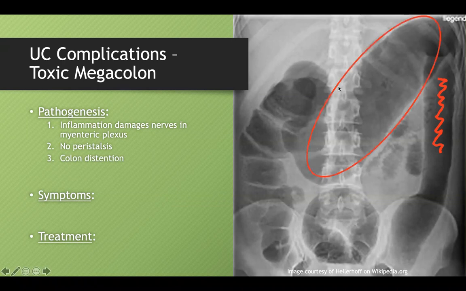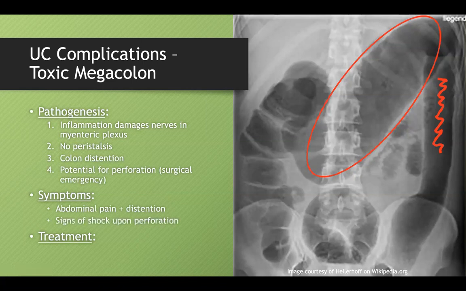So even though this looks like the worst area because it's all big, this is actually not the area that's affected, if that makes sense. The normal appearing area is the area that's already been damaged so much that it can't propel food into this region, so it just backs up proximal. And this thing, as you can see, is getting bigger and bigger. It can easily perforate, and that's a surgical emergency. You can get abdominal pain, abdominal distension. You could obviously be in shock and be acutely dying if this perforates.